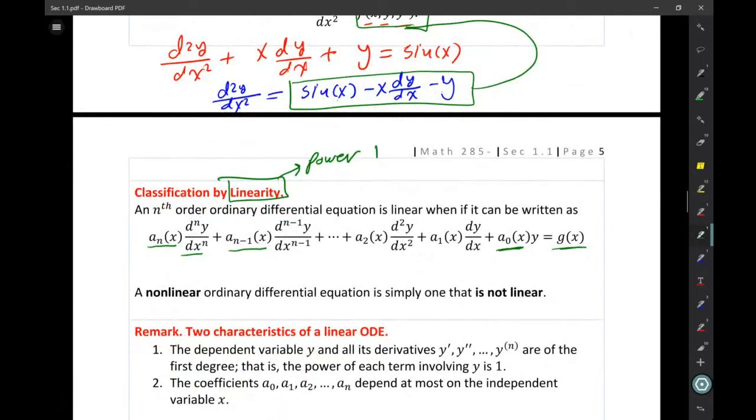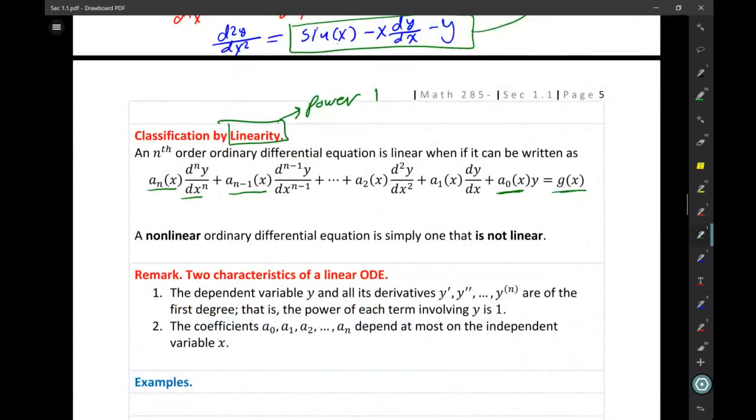Now, to classify whether it is linear or not, you have to be careful about a few things. The first thing, those coefficients here, a1x, a2x, a3x, and anx, a naught x, should be either a constant or a function with the same independent variable x. You see, with respect to x, x, x, x, which is the same independent variable of this function g of x.